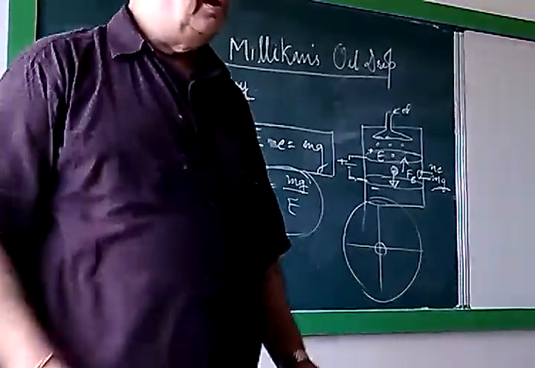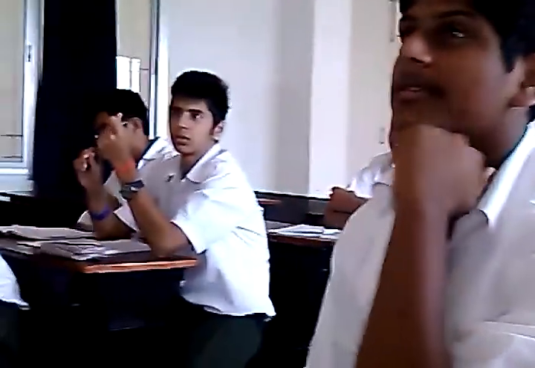How will you find mg? Your question was there, Abhishek? Sir, the oil droplet absorbs the electrons, so the mass of the oil droplet will also contain the mass of the electrons. That is negligible, that error can be taken. The mass is about 10 to the power minus 31 kg. It is extremely small, but then you cannot neglect it entirely, so there can be some error.